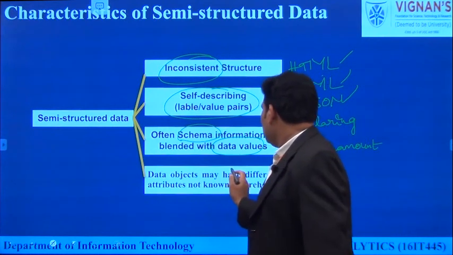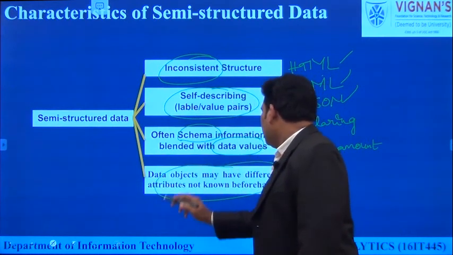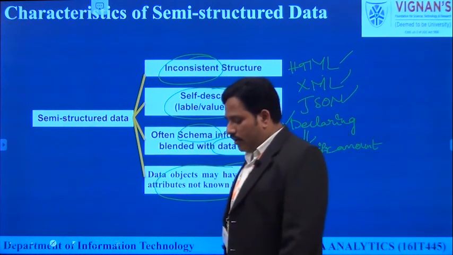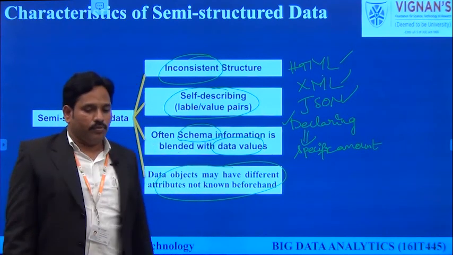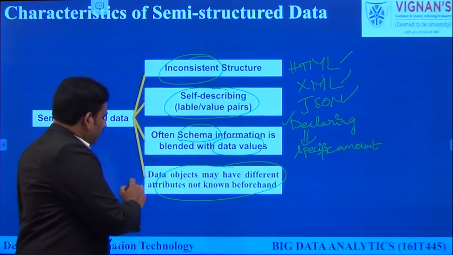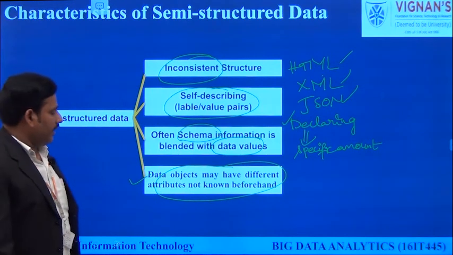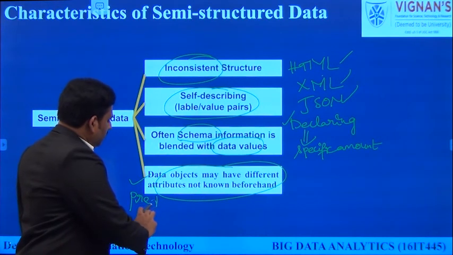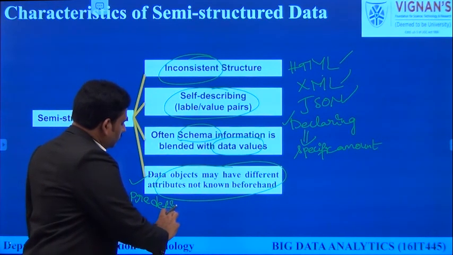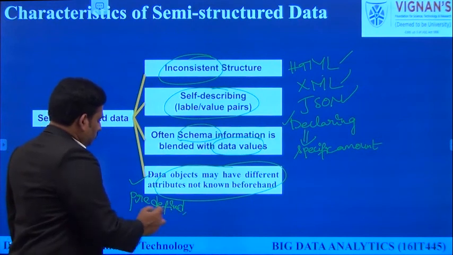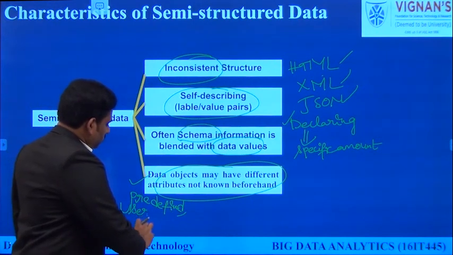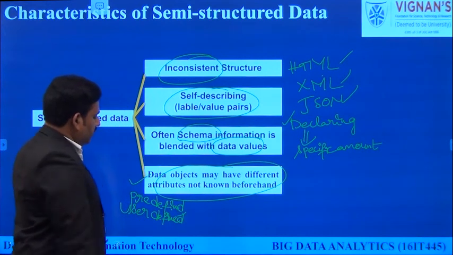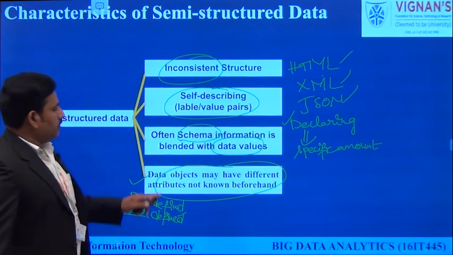And the last one is that data objects may have different attributes not known beforehand. That means when we are writing XML, XML has self-described tags. That means there are no predefined tags. The majority of the tags are user defined. Whatever tag we want to use, we can rename it and use it based on the user requirement.